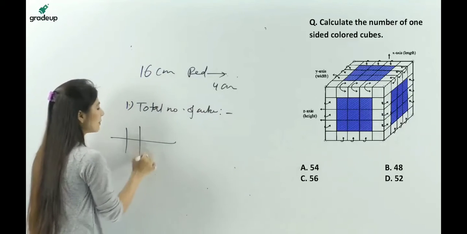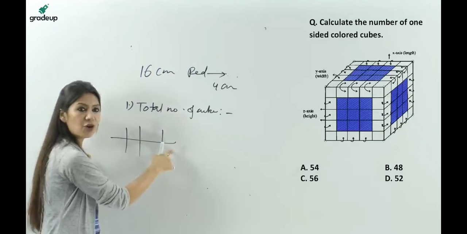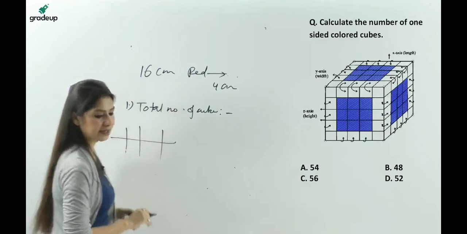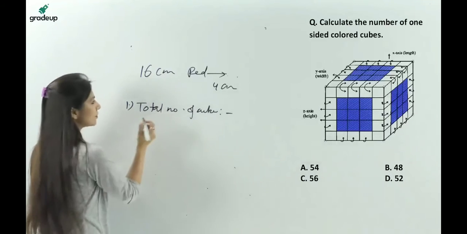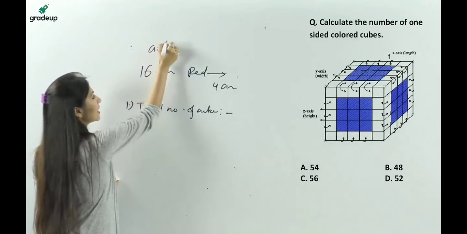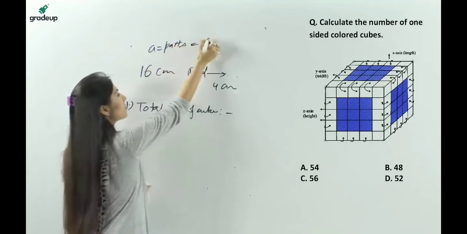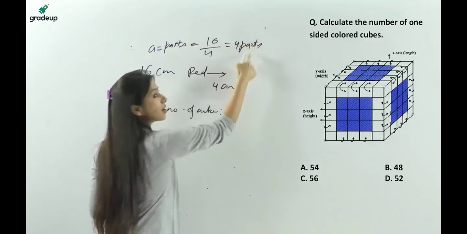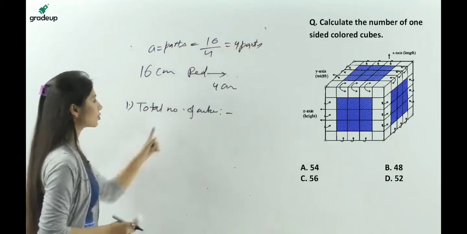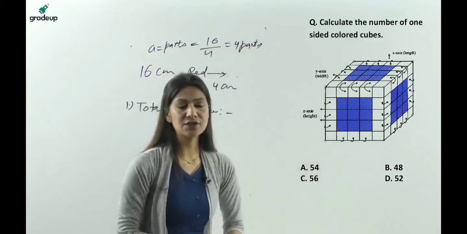So definitely there will be 4 parts, and 3 cuts are needed. Otherwise, if you are thinking about the parts which we will have, you can write it like A is parts, and the parts will always be 16 divided by 4. So we will have 4 equal parts for this question, right? So total number of cubes I was thinking about.